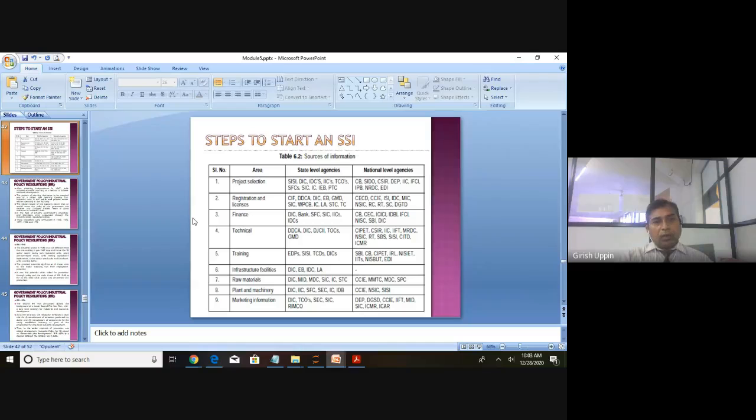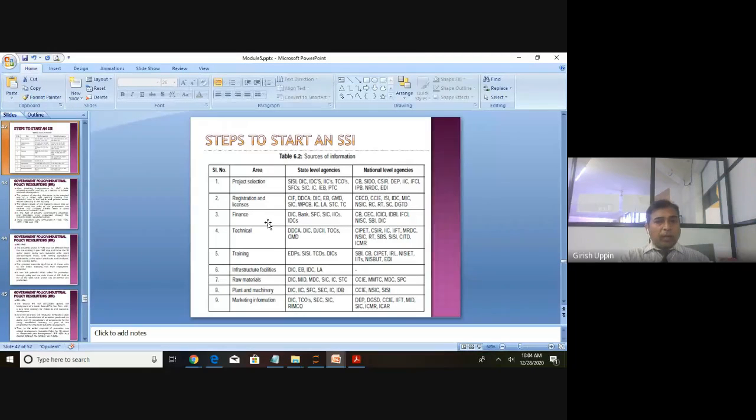In the last session, we looked into the steps involved in starting a small scale enterprise, and we looked into different steps that are required to start a small or micro enterprise, or you can call it a small scale industry. It involves project selection, registration of the organization, the small scale temporary registration, and later permanent registration, licensing, all those things. The finance that is required by the small scale enterprise to start with.